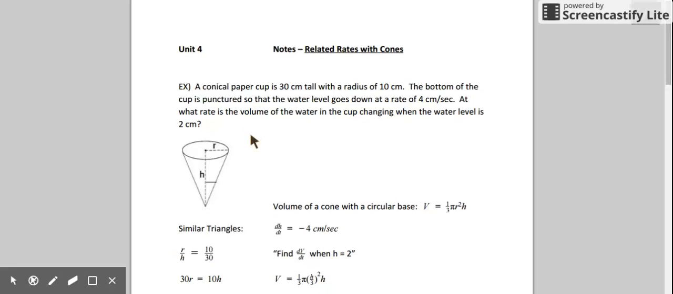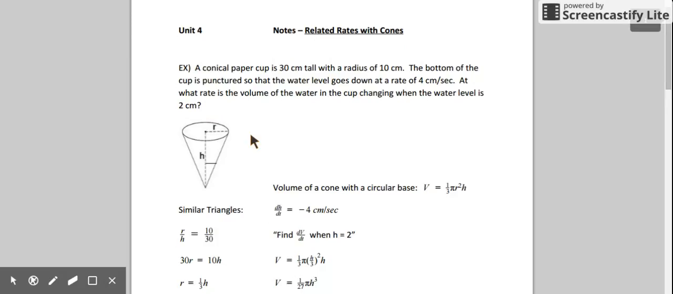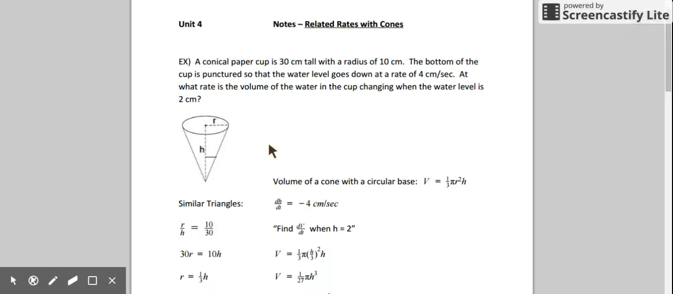So let's figure out what information we have and what we need. Let's start off with the volume formula of a circular based cone. So the volume of a cone with a circular base is a third of pi r squared h. We also know the rate at which the height is changing, so we can call that dh/dt, the rate at which the height is changing relative to time. And we're told that it's decreasing or going down, so we're going to give it a negative value. We want to find the rate at which the volume is changing, so we want to find dV/dt when the height of the water is 2, so when h is 2.